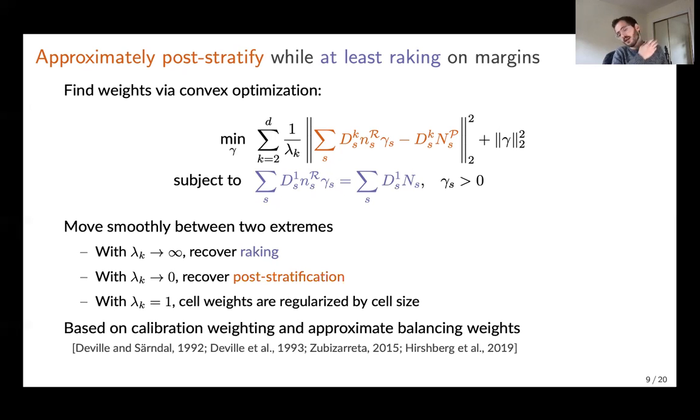On the one end, if we send it out to infinity, we recover raking, because we put no weight at all on the approximate post-stratification portion, and we're just maximizing effective sample size subject to the raking constraint. On the other end, if we send it to 0, then we're enforcing exact balance on all higher order interaction terms, which gives us post-stratification. In practice, we just set this to 1, and what that does implicitly is regularize the cells by their size. So larger cells get regularized less, and smaller cells get regularized more.